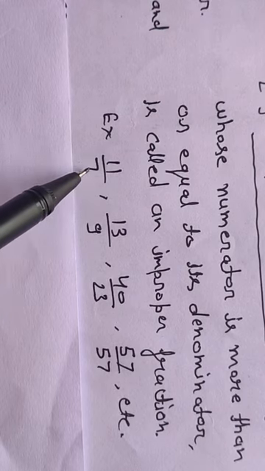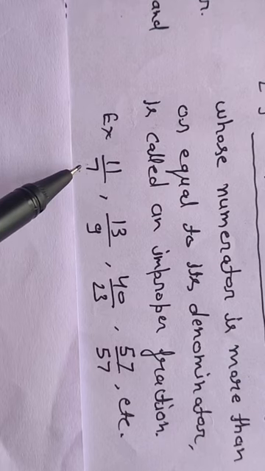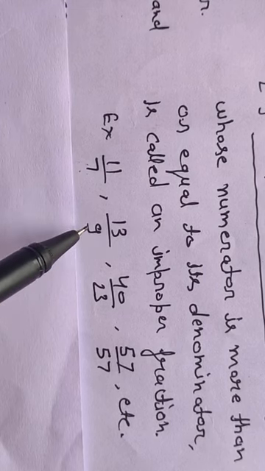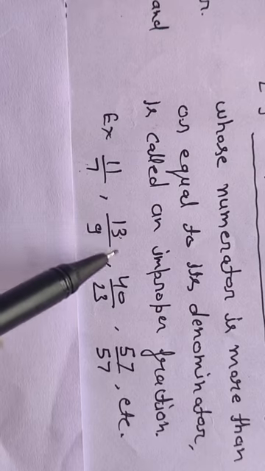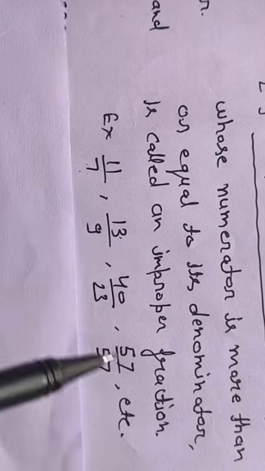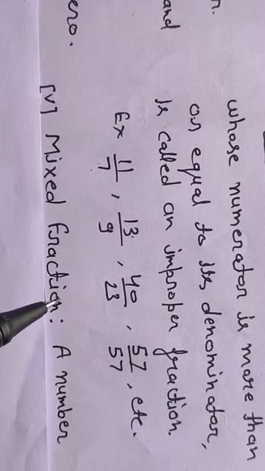In reverse, if the denominator is greater than the numerator, then the fraction will be a proper fraction. Okay, in another example, 13 upon 9. 13 is greater than 9, meaning the numerator is greater than the denominator, so it is an improper fraction. Okay, and so on. Next is mixed fraction.